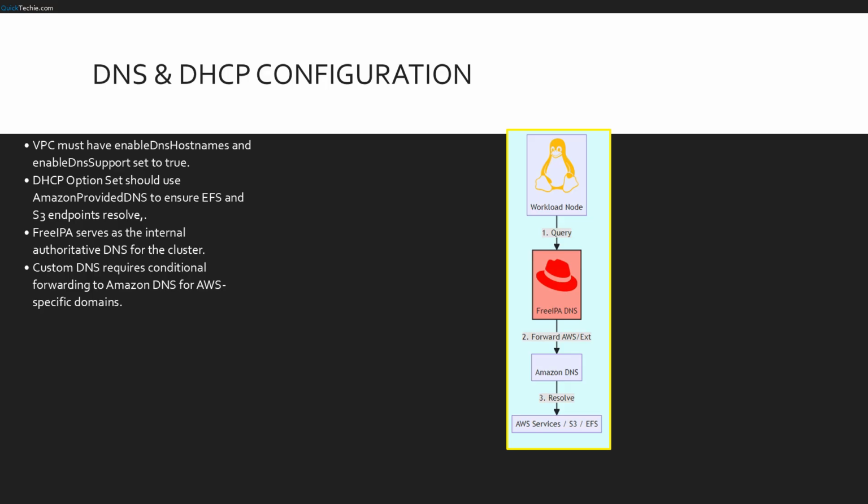Inside the cluster, FreeIPA service acts as the authoritative DNS, handling internal node resolution. If you use custom corporate DNS, you must configure conditional forwarding to ensure AWS domains still resolve correctly.